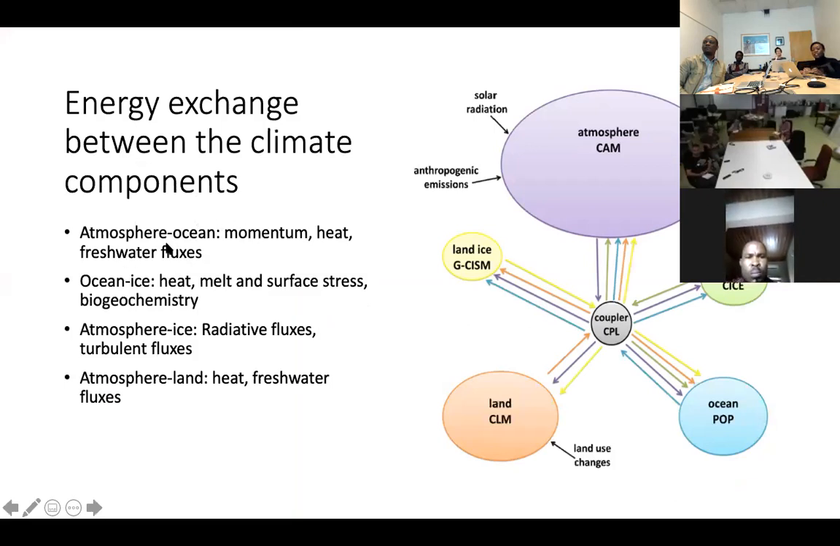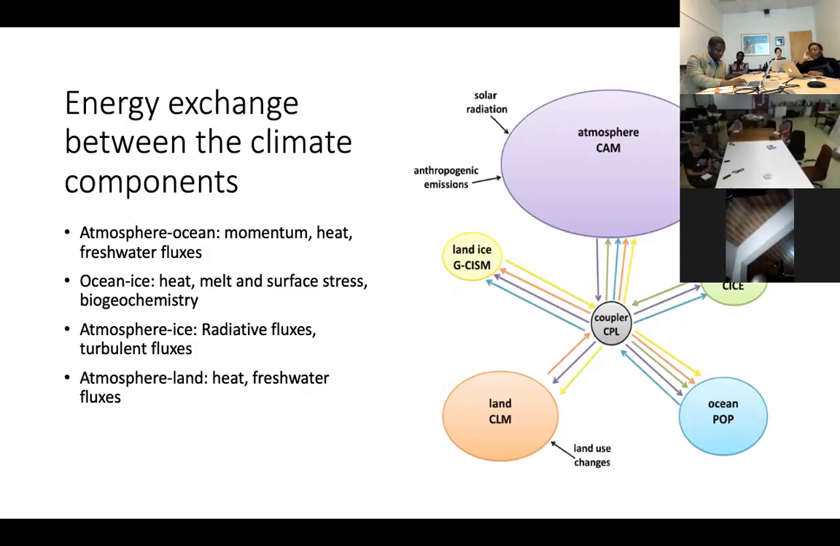And then the ocean exchanges heat and melt and surface stresses with the sea ice. The atmosphere also exchanges radiative fluxes. The albedo from sea ice is also transferred to the atmosphere, because the amount of solar radiation that is reflected by sea ice plays a huge role in determining the net radiative transfer in the atmosphere. And then the atmosphere also transfers some turbulent fluxes like sensible heat and latent heat fluxes to sea ice.